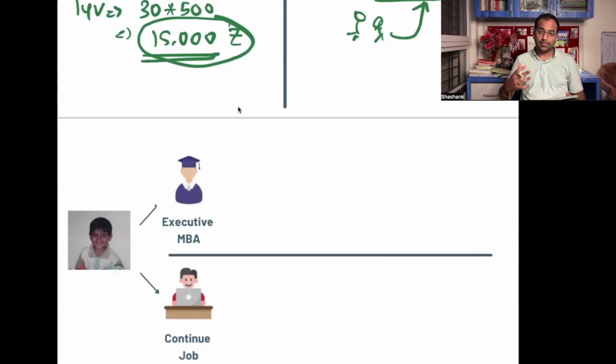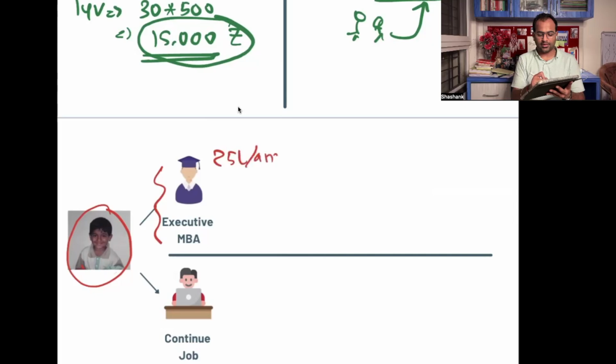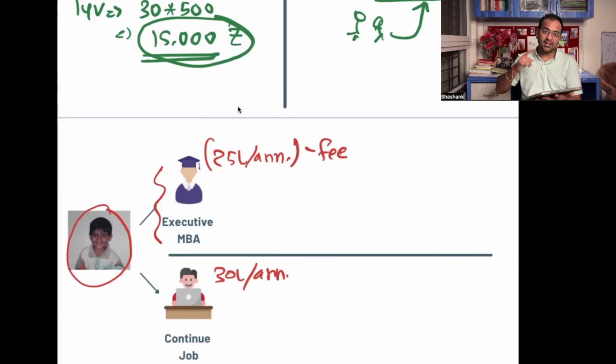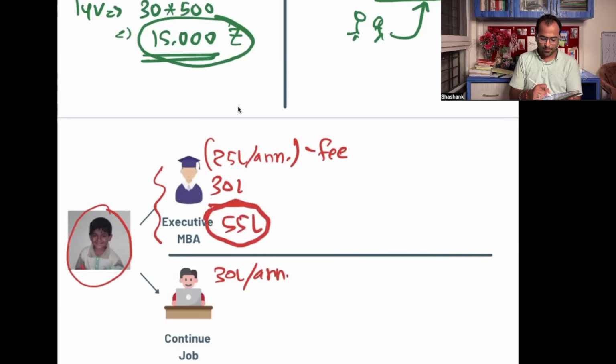Now let's take another example. Imagine Chota Shashank has two options. Either he does an executive MBA where the fee would be 25 lakh rupees per annum, or he continues doing his job where suppose he's earning 30 lakh rupees per annum. Now, if I decide to quit my job to do an MBA, in that case, I will be paying 25 lakh rupees as fee. Plus, I also need to add the lost salary that I will not be earning, correct? So in this case, suppose I add 30 lakhs. So in net, doing an MBA is me losing out on 55 lakh rupees.